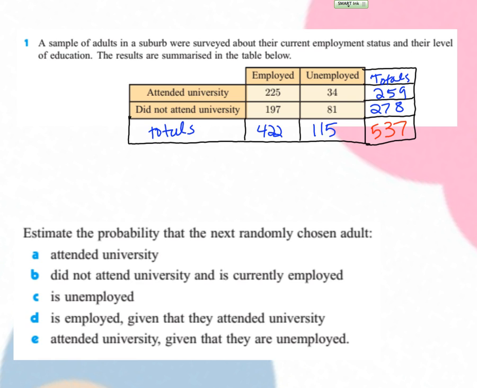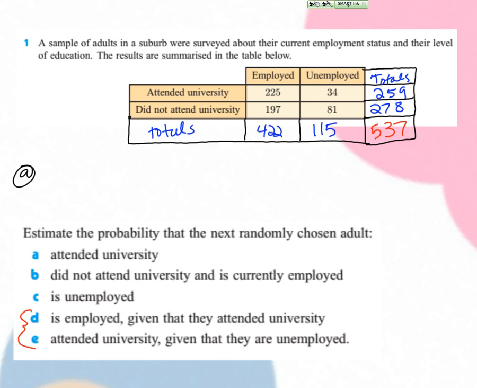Okay, now I think that A, B, and C are pretty basic, but D and E are going to be the tricky ones. So we'll probably breeze through A, B, and C, and then spend a little bit more time talking about D and E. I'm going to do my work up here, and I'm going to write out what I'm writing down instead of just throwing numbers in there.